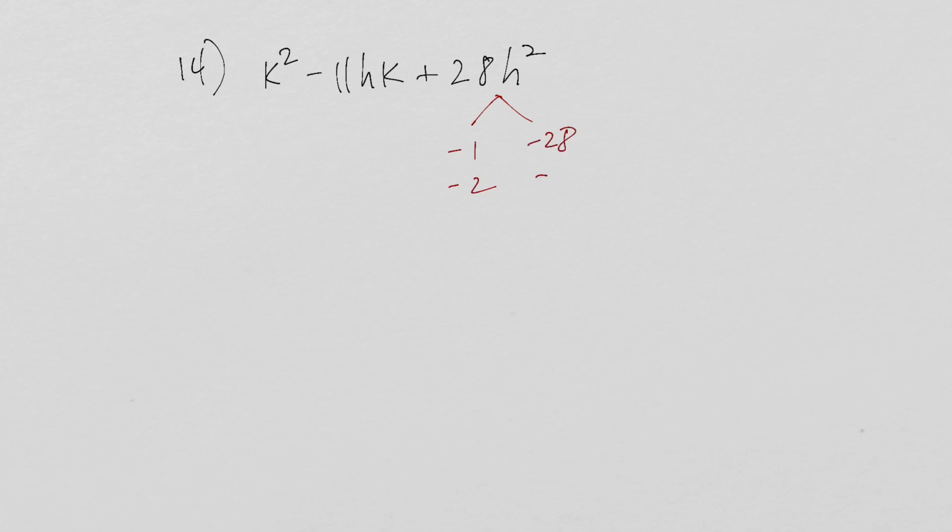Okay, number 14 is k squared minus 11hk plus 28h squared. Because this is positive, we're looking for factors that add up to negative 11. So they both got to be negative. So like 1 and 28 would not get us there. 2 and 14 would not get us there. But 4 and 7 will, because these add up to 11. And don't forget there's an h on these, because we're trying to get to h squared. So our answer is k minus 4h and k minus 7h.